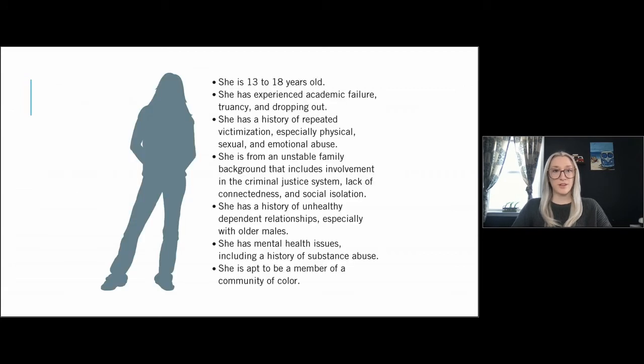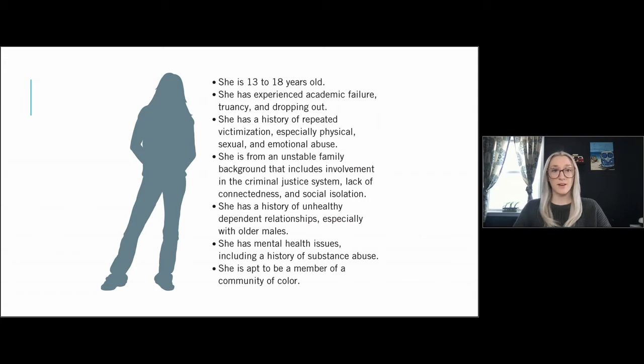So here, this is a graphic from your book. This just outlines what they call the typical female delinquent offender. So she's between the ages of 13 and 18. She has experienced academic failure, truancy, and dropping out. She's going to have a history of repeated victimization, especially physical, sexual, and emotional abuse. She comes from an unstable family background, and that family may have been involved in the criminal justice system themselves.